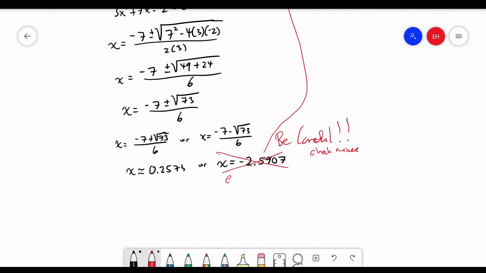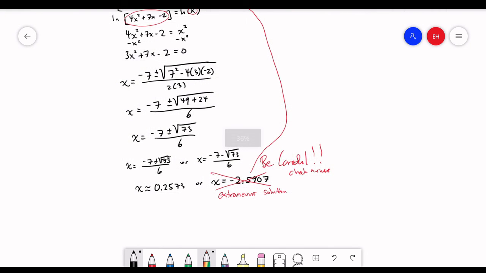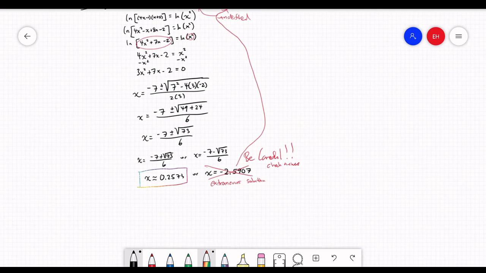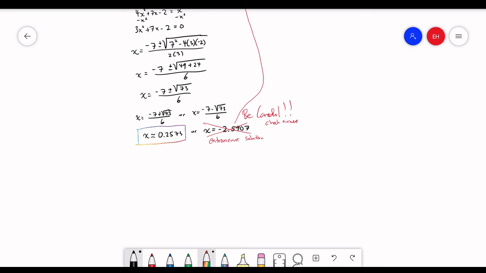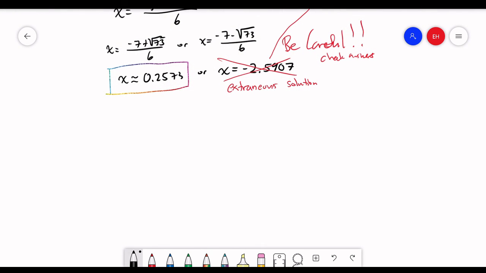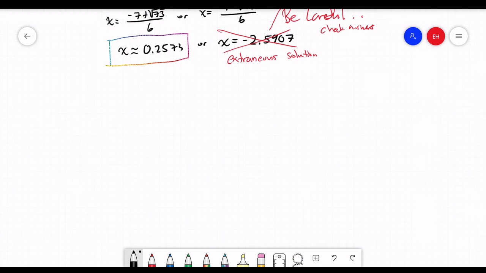The first answer is okay, 0.25, because if you plug it into the original equation, one, it's going to work, and two, you're not going to get any negative numbers that you're going to try to shove into the logarithmic function. So just check your answers. That's the moral of this story. Okay, I think I have one or two more examples for you. I know you're dying for more, so let's continue.